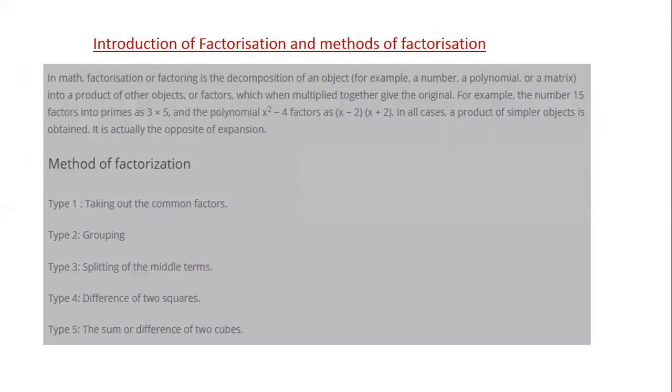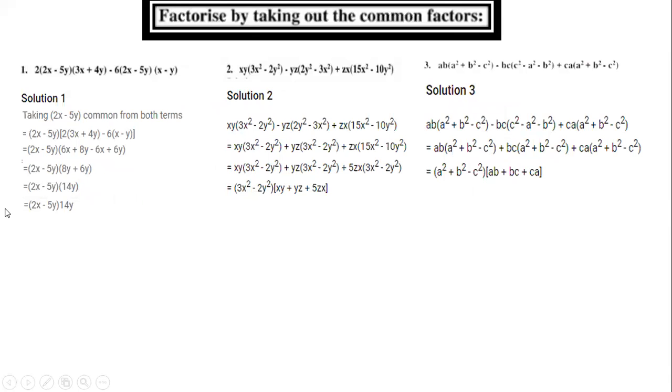The third one is splitting of the middle terms. The fourth one, difference of two squares. And the fifth one, the sum or difference of two cubes. Now let's start our methods of factorization, type 1 and type 2, from our exercise 5a.